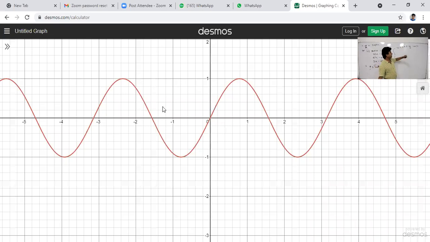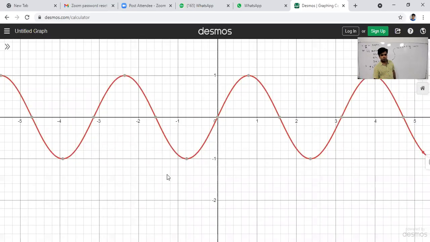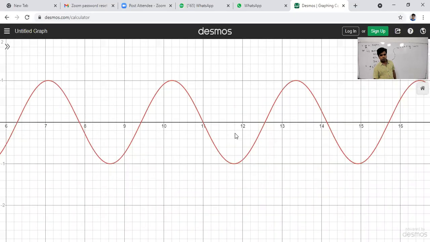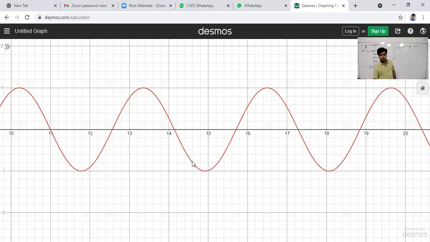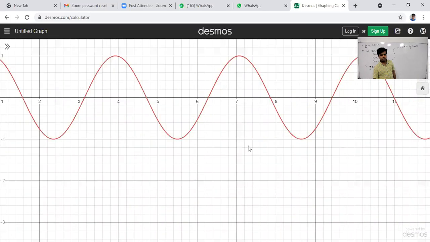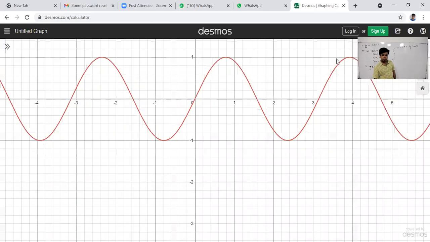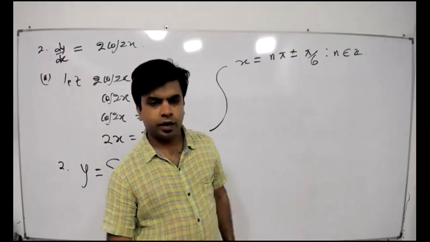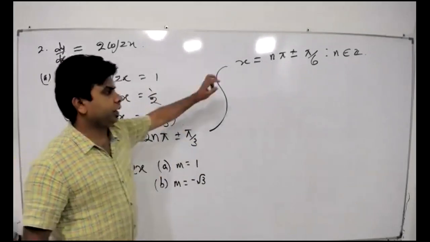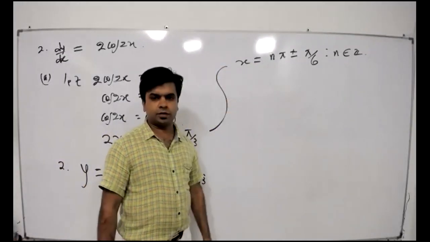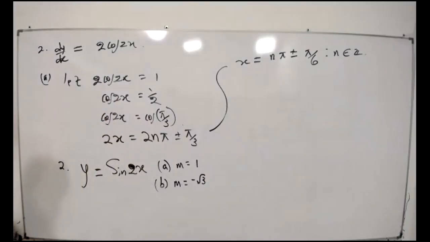Then when you put n equals 1, pi plus pi by 6, and pi minus pi by 6, and so on. There are infinity, right? Clear? That means there are infinity tangents. So that's what is explained by this: x equals n pi plus or minus pi by 6. Clear? Okay.